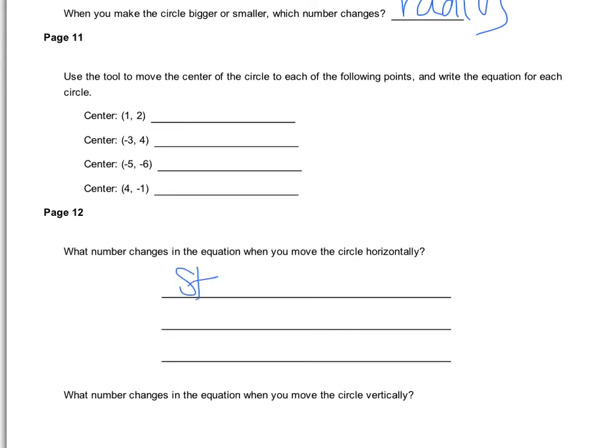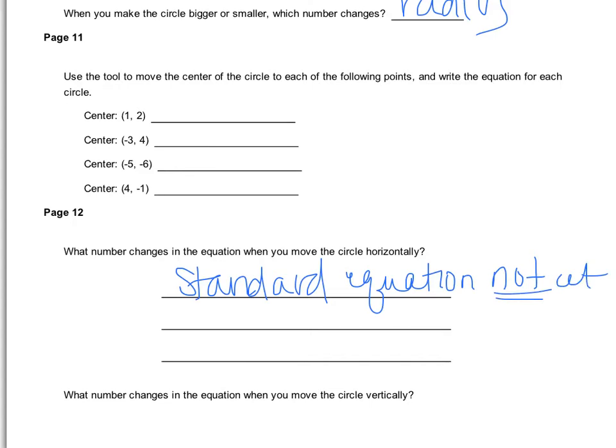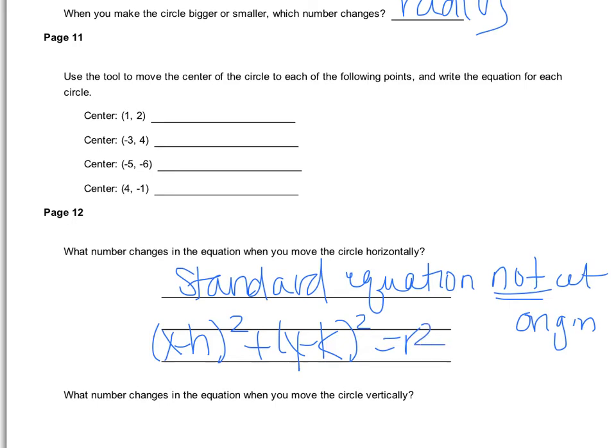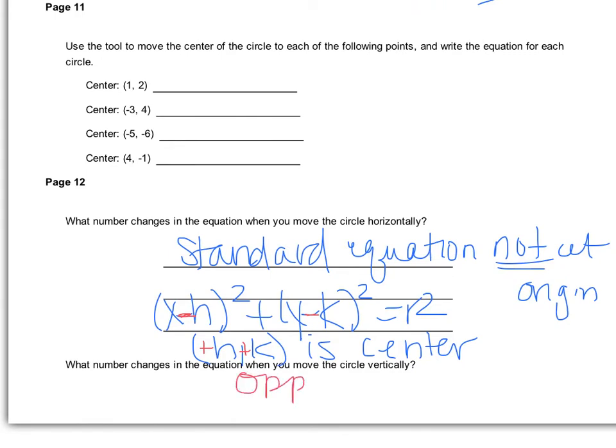So this is the standard equation, but not at the origin. I'm just writing here because I need space. If it's not at the origin, this formula is x minus h squared plus y minus k squared equals r squared, where h, k is the center. Now what you need to notice is that in the formula they're negative, and in the ordered pair they're positive. So they're always the opposite sign.